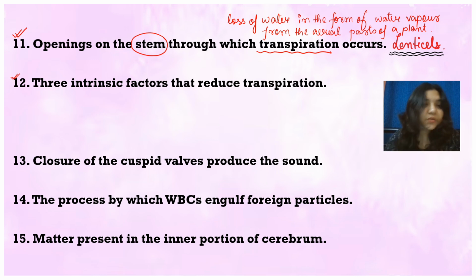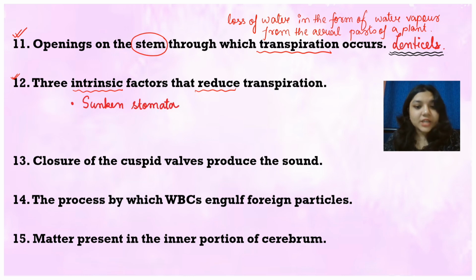What do we have in the next question? 3 intrinsic factors that reduce transpiration. Now please note, intrinsic factors. A lot of students see such questions and jump into just writing factors that affect transpiration. Intrinsic means these are the factors within the plant that will be reducing transpiration. So first we have sunken stomata. Sunken stomata is seen in plants such as nerium.